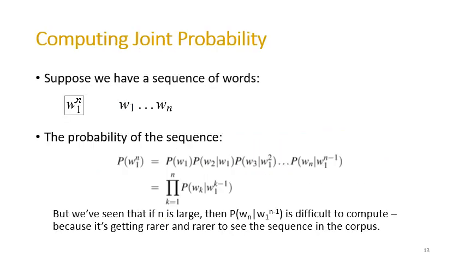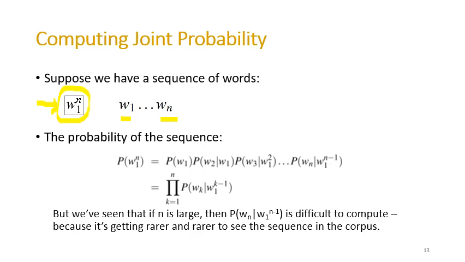Let's formulate the joint probability a little bit in an equation. So suppose we have a sequence of words from word 1, word 2, word 3, up to word N. Sometimes this notation is also used: W from 1 to N means the sequence of words from word 1, word 2, word 3, up to word N.